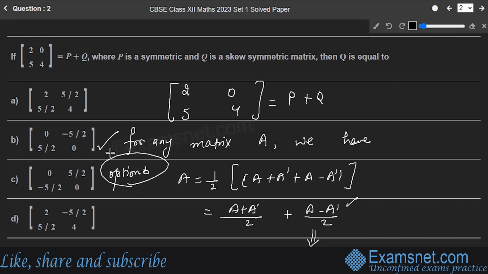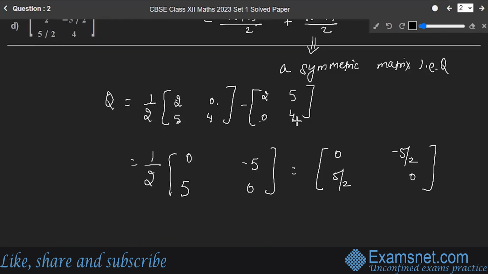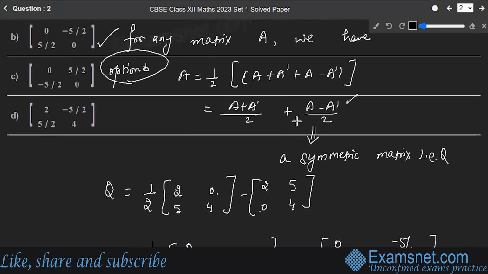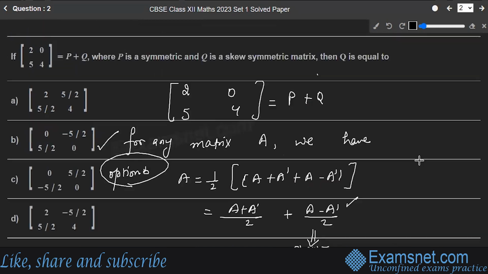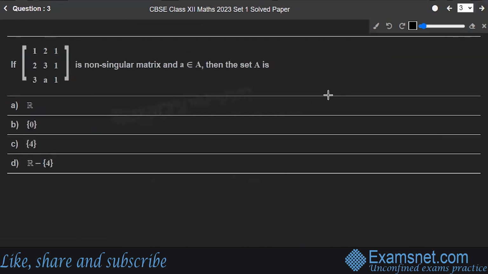Hope you got that. Let's move to the next question. A student points out a correction in the sum. Actually, here it was meant to be written skew symmetric matrix, right? Q is the skew symmetric matrix, and also this is a skew symmetric matrix. That's it.